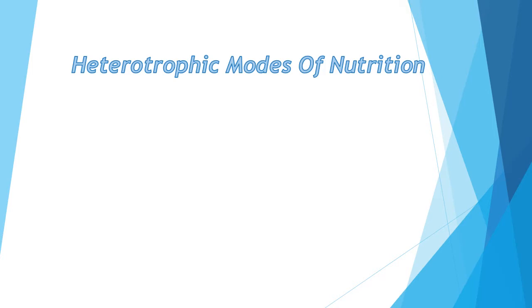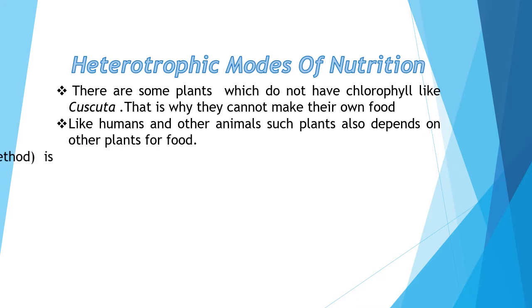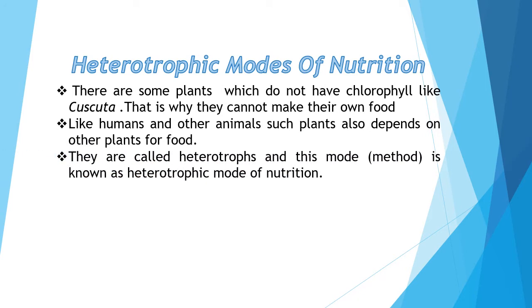You have already studied that all the plants are autotrophs, but there are some plants that are heterotrophs because they do not synthesize their own food, because they lack chlorophyll molecules. They do not have chloroplasts, so they do not capture the energy of the sun and make use of it to make their own food. There are some plants like Cuscuta, also known as amarbel, that do not have chlorophyll, that is why they cannot make their own food.